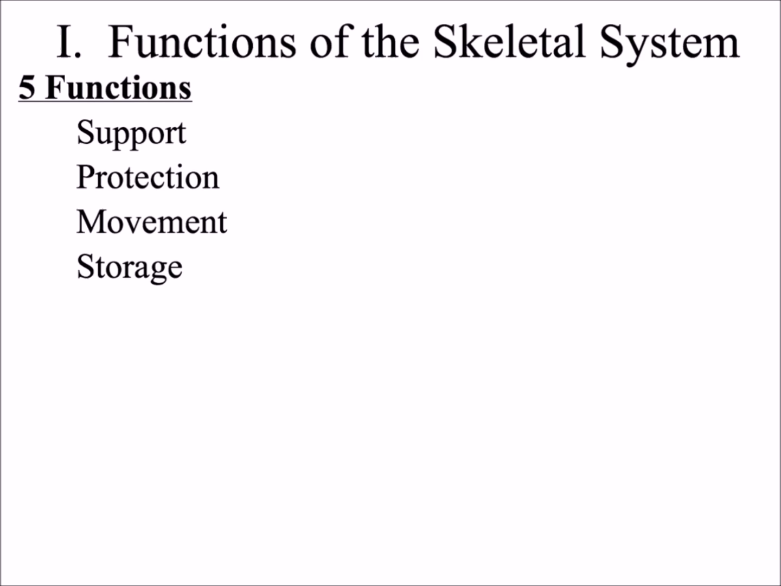And then the last function is blood cell production. So within your bones, within this thing called the medullary cavity, you have these things called stem cells. And as I mentioned, stem cells can become any type of blood cell in this particular case. And these blood cells will eventually differentiate into a red blood cell, a white blood cell, or platelets.